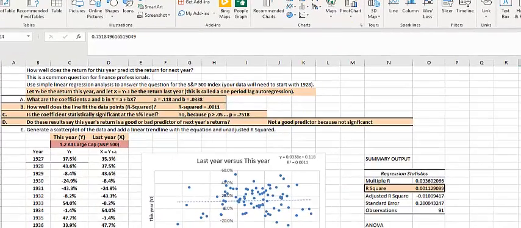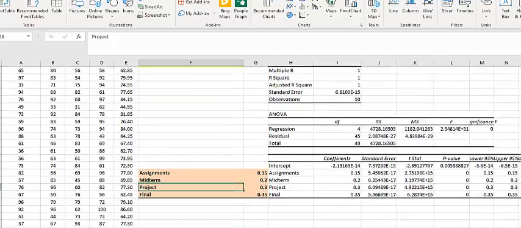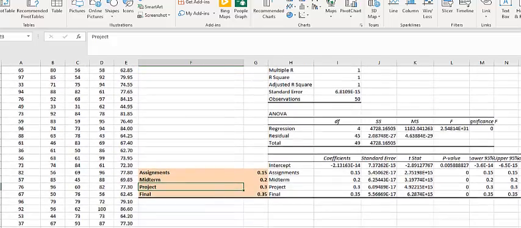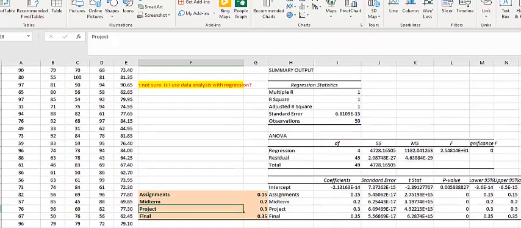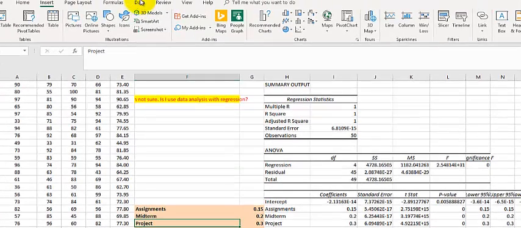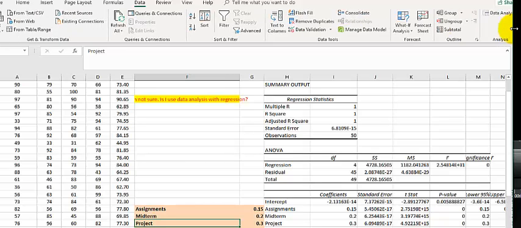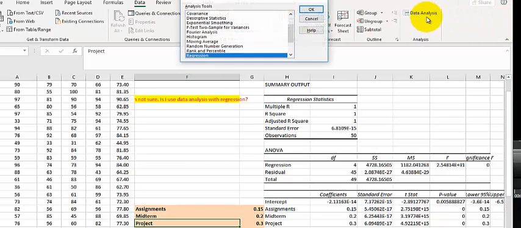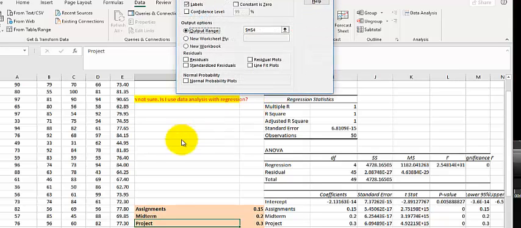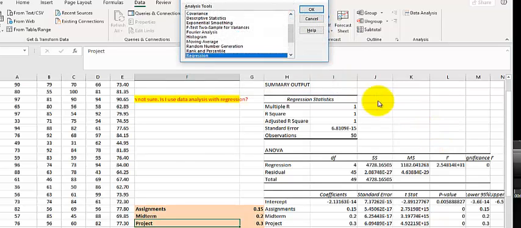Last one is multiple regression. So what I did was I simply used a regression, I went through data up here, and then I went to data analysis over here. Hold on. And then I went to regression, and then you just highlight. This total section here is your Y range, and all the other ones are your X range. Just click OK, and this is what came out.